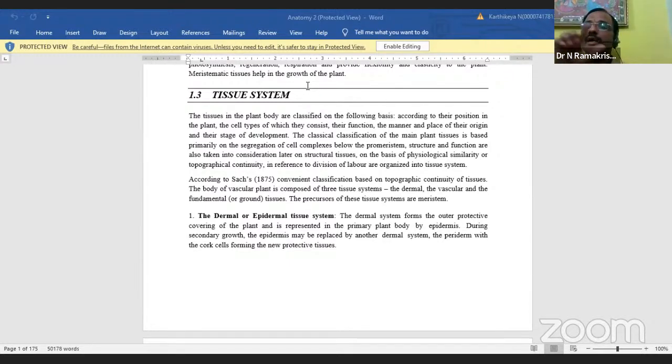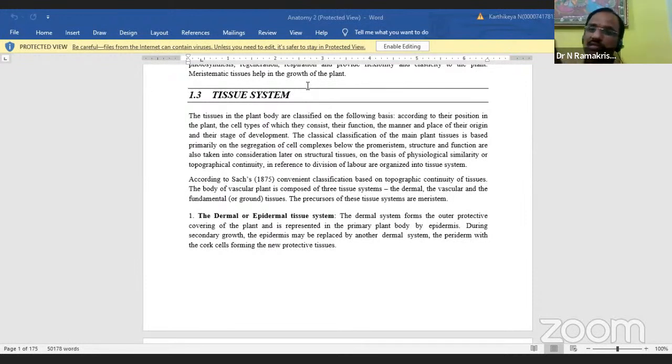According to subsidiary cells, this entire dicot stomata is divided into four types: anomocytic, anisocytic, parasitic, and diacytic. The four types are based on the subsidiary cells. Where is it? In dicots.